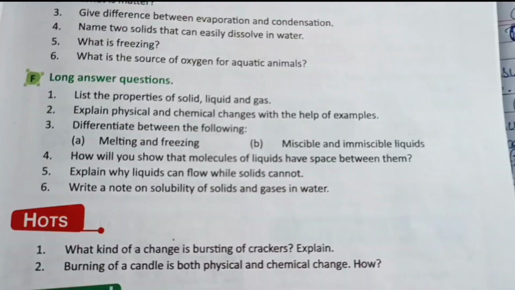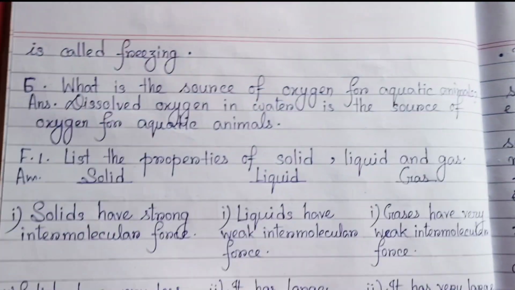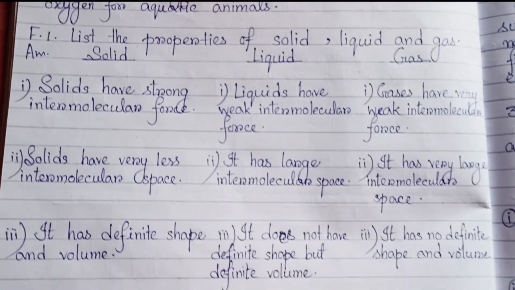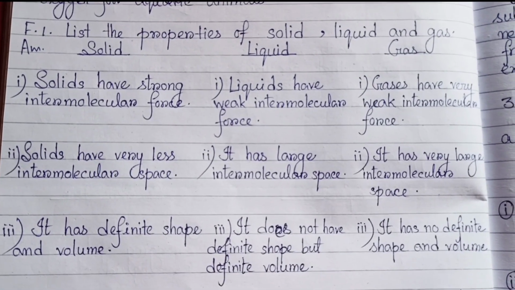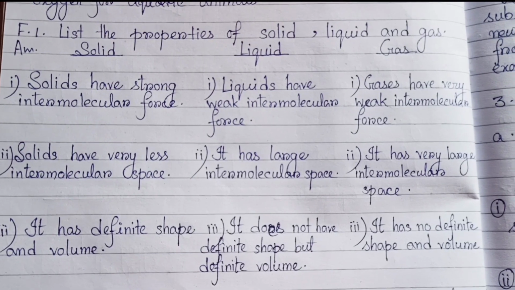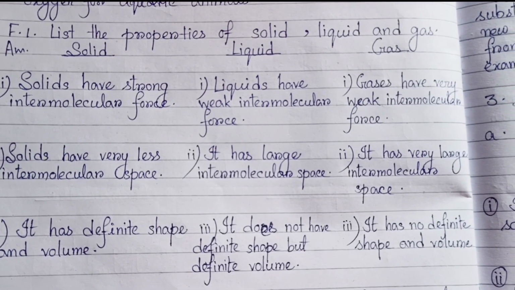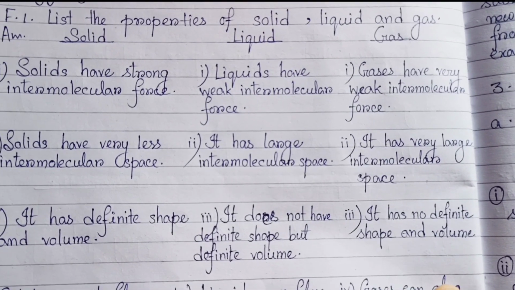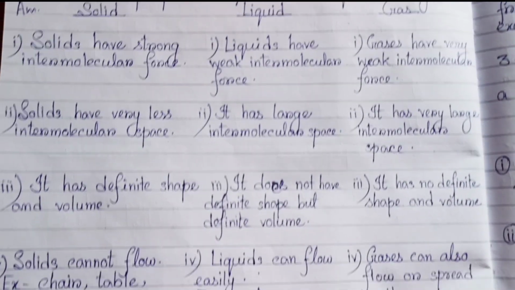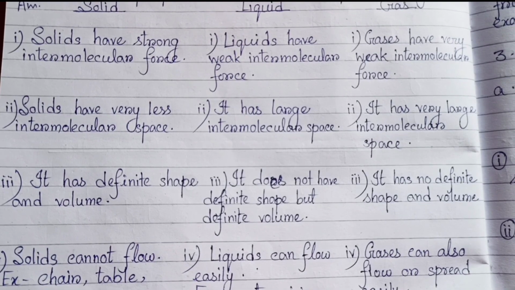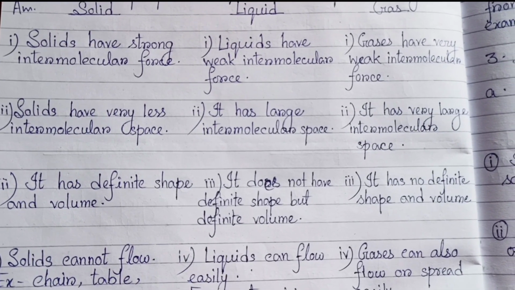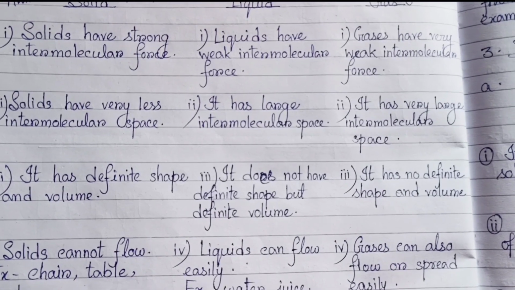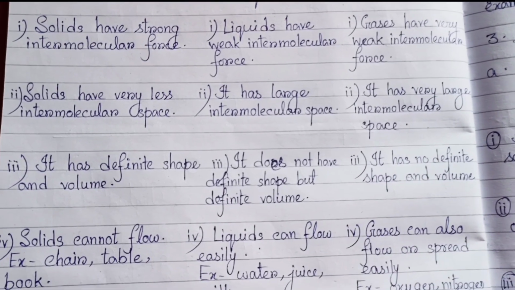Now number F, long answer questions. List the properties of solid, liquid and gas. Number 1, solids have strong intermolecular force. Number 1, liquids have weak intermolecular force. Number 1, gases have very weak intermolecular force. Number 2, solids have very less intermolecular space. Number 2, it has large intermolecular space. Number 2, it has very large intermolecular space.